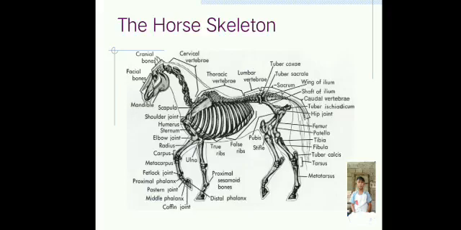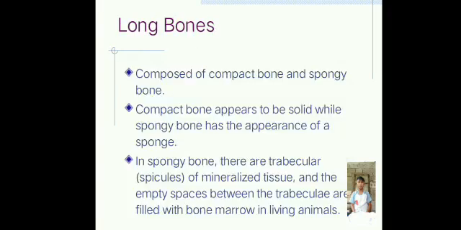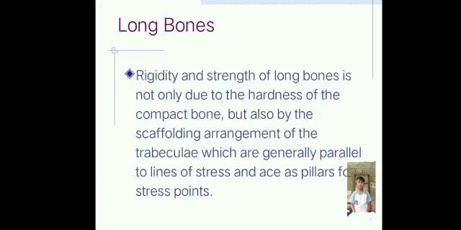The horse skeleton. Long bones are composed of compact bone and spongy bone. Compact bone appears to be solid while spongy bone has the appearance of a sponge. In spongy bone, there are trabecular spicules of mineralized tissue and the empty spaces between the trabeculae are filled with bone marrow in living animals.